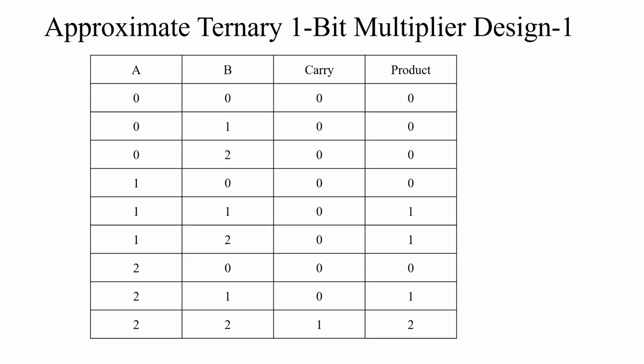As we can see in the truth table of the approximate ternary 1-bit multiplier design one, the carry circuit is not disturbed or approximated, but the product circuit has been approximated using a ternary AND gate. As the AND gate's functionality is to output the minimum of 2 inputs, as we can see, the product circuit results in the same output in this design.